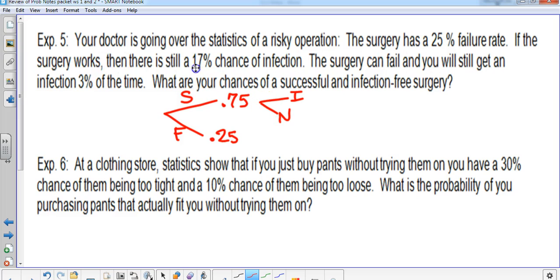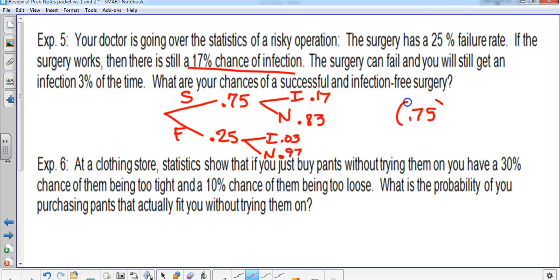If the surgery works, there's a 17% chance of infection. The chance that we get no infection would then be what? 1 minus 0.17 or 0.83. The surgery can fail and you still get an infection, but only 3% of the time. So most of the time if the surgery fails, you get no infection. How often? Okay. So what are the chances of a successful infection-free surgery?